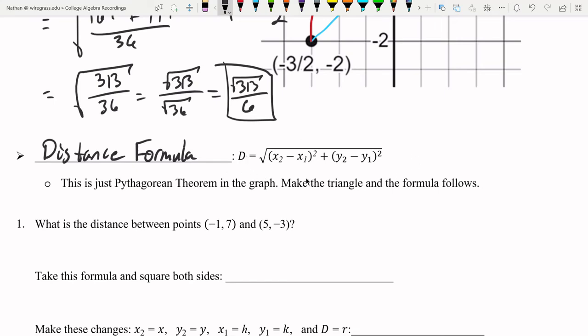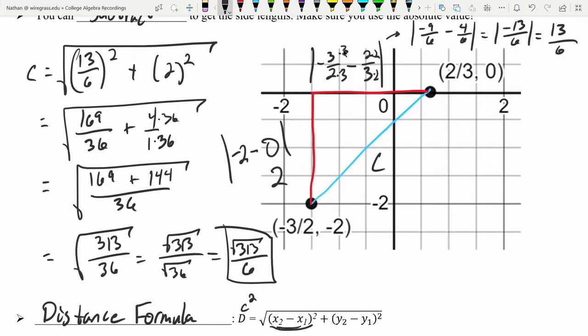As you can see here, this is just Pythagorean theorem. So replace d for distance with lowercase c. You can square both sides. This is the horizontal component, x2 minus x1. That's just this component up here. And the subtraction just allows for finding the actual distance.